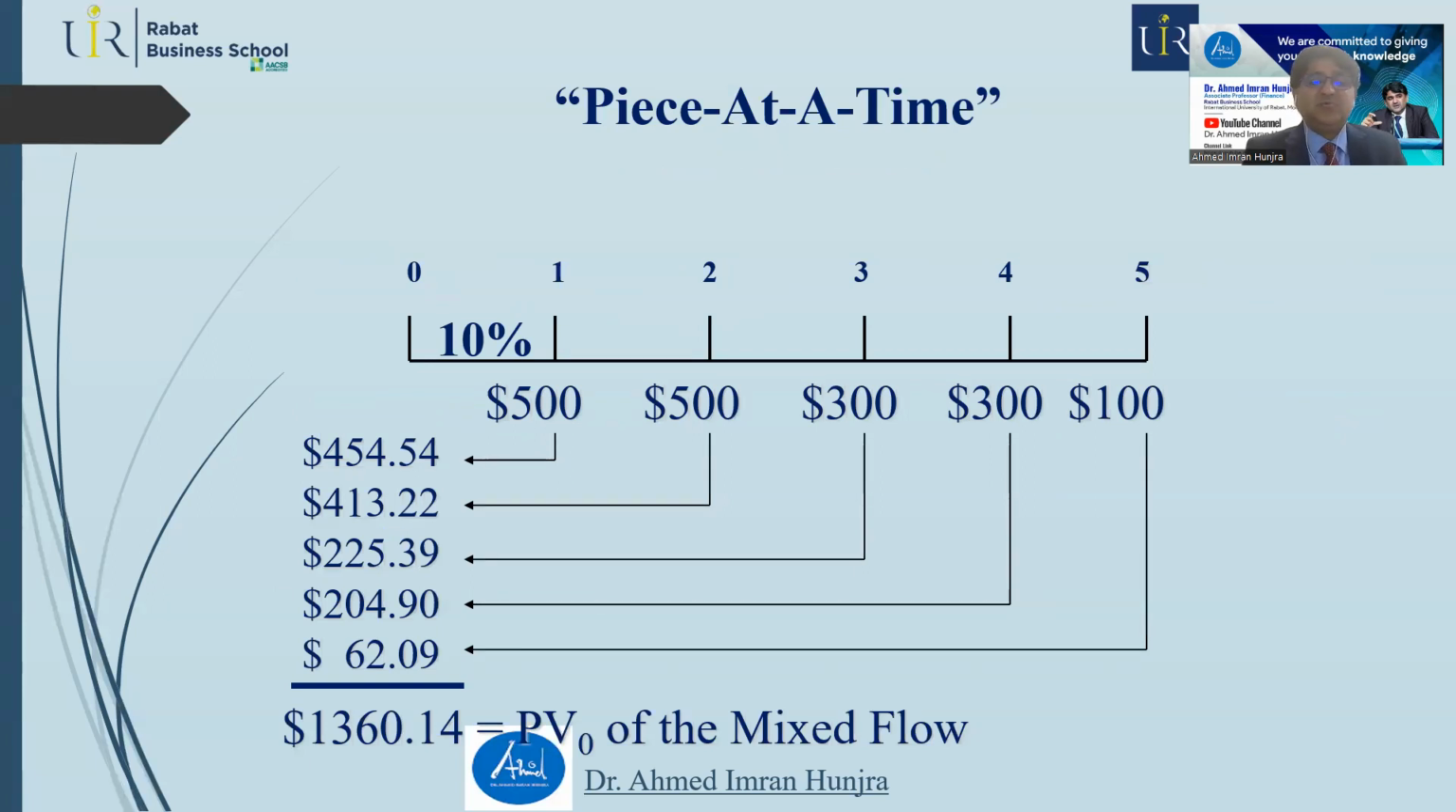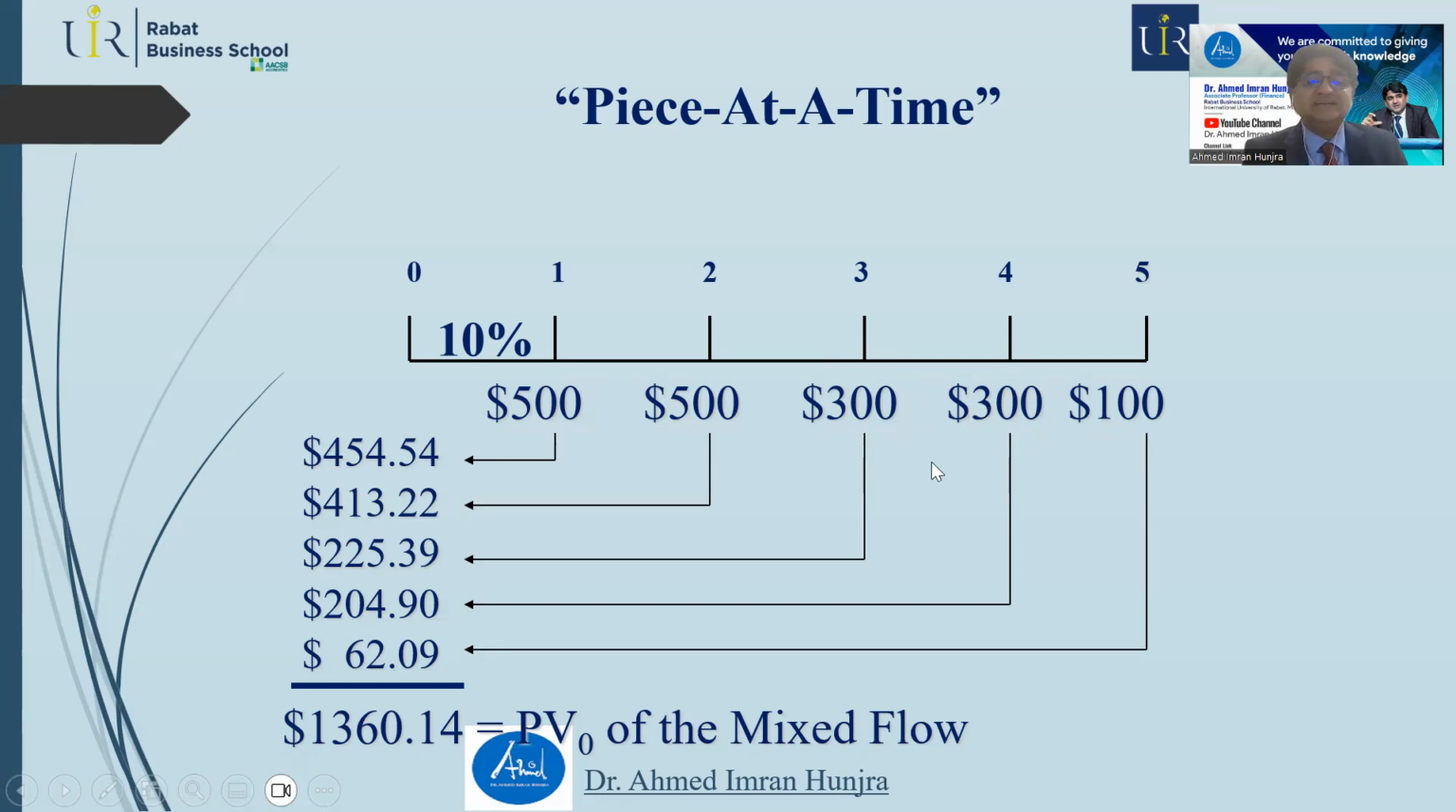In the example, we have 500 at 10%, 500. So how can we solve it? 500 divided by 1.10 raised to power 1, then 500 divided by 1.10 raised to power 2, as already discussed. This is the piece at a time approach. We are solving each individual cash flow as a single payment. The single payment method is cash flow value divided by 1 plus i raised to the power t. So 500 divided by 1.10 raised to power 2, 300 divided by 1.10 raised to power 3, 300 divided by 1.10 raised to power 4, and here is the 100.